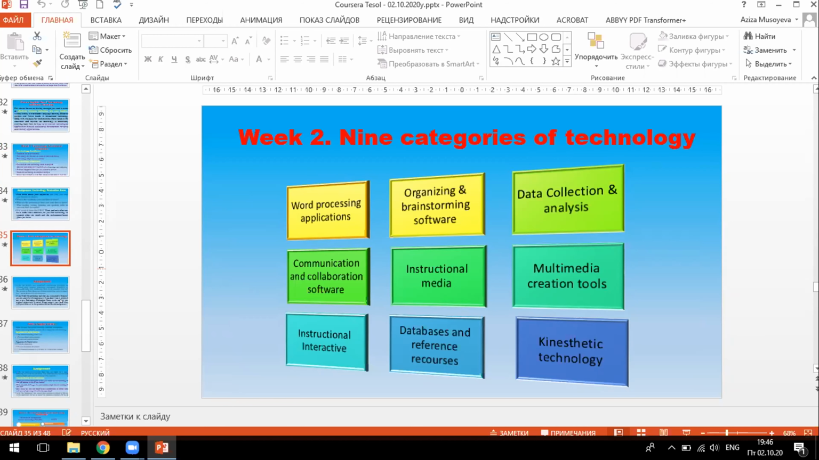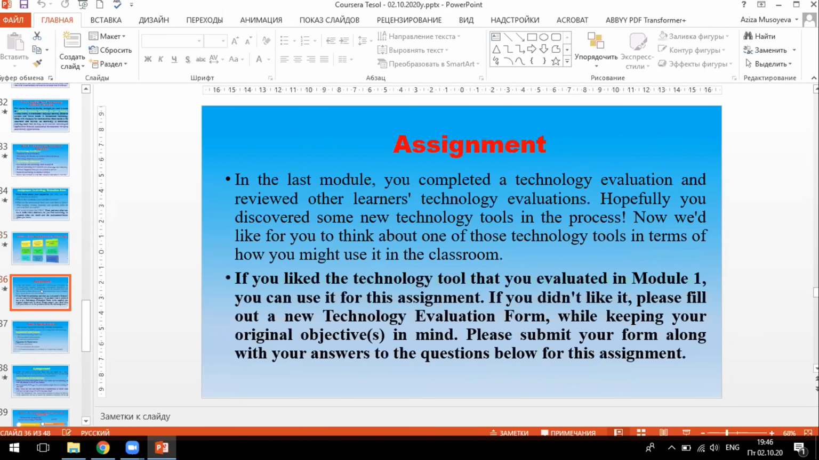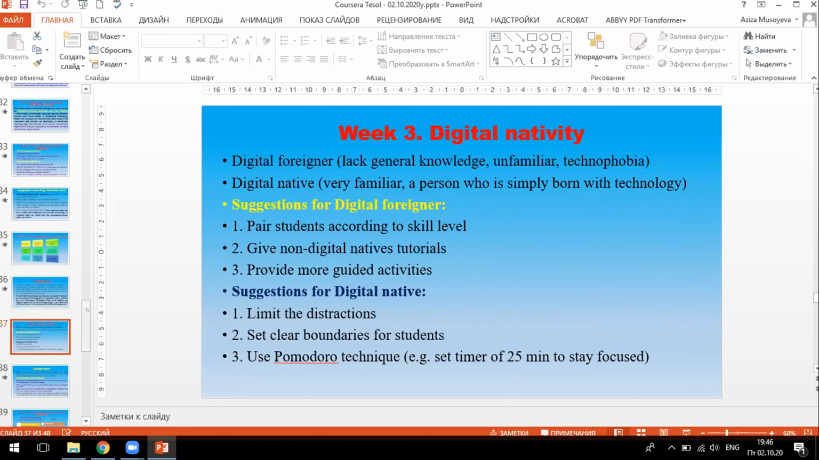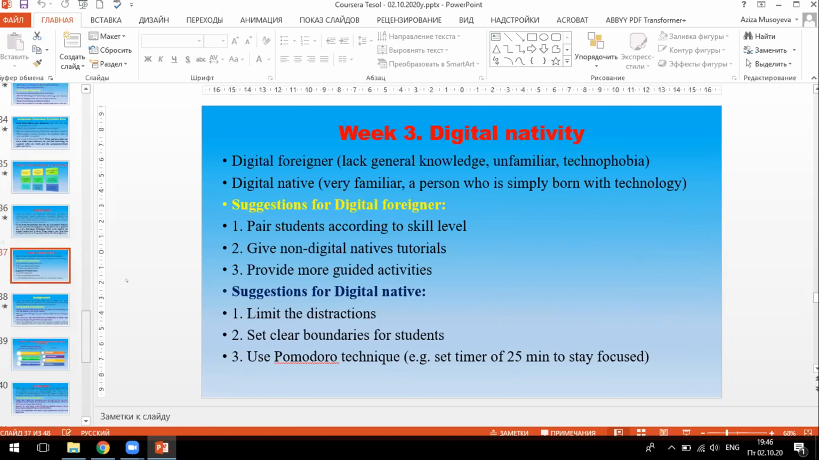Okay, so for the assignment here, they ask you again to look at your technology evaluation form, and if you like it, you just use it. If you didn't like it, if you have something different, you can add it here and submit it, and your peers evaluate your technology form.